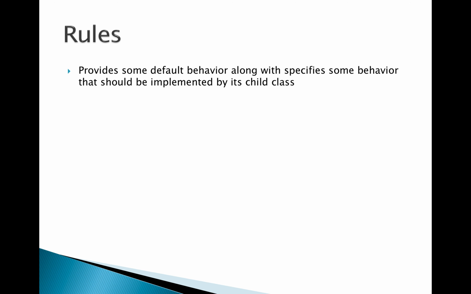Abstract classes provide some default behavior along with some behavior that should be implemented by the child class. In our previous example, the vehicle insurance class provides some default behavior, which is getting the user details and providing the quotes. These are all standard behavior which can be reused by all the subclasses. But it also says there is one behavior which it is not implementing, and it expects the child class to implement it. So the abstract class contains both implemented and unimplemented methods.